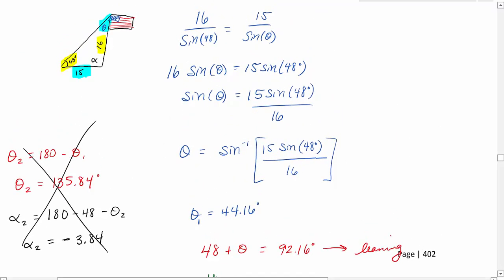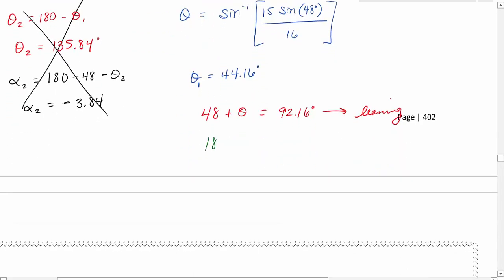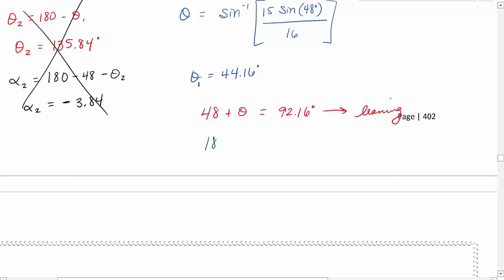Really what we're finding is this angle right here. 180 degrees minus 92.16 degrees. Our flagpole is making an angle of 87.84 degrees with the ground, rounded to the nearest degree, 88 degrees.